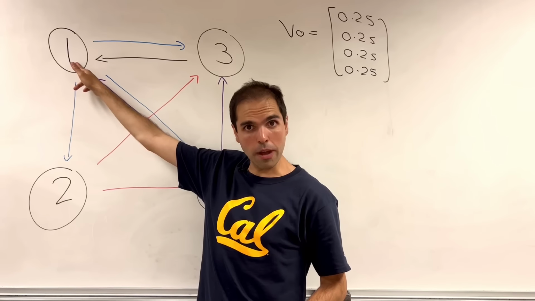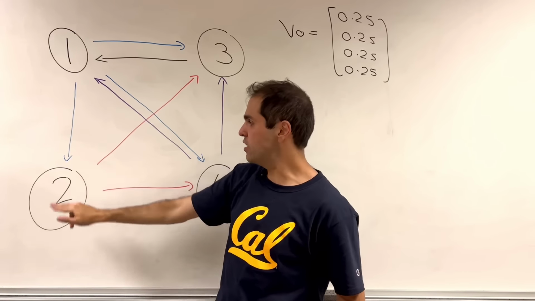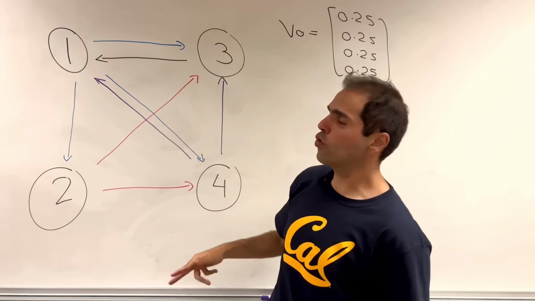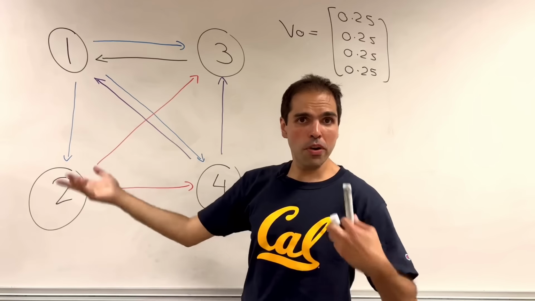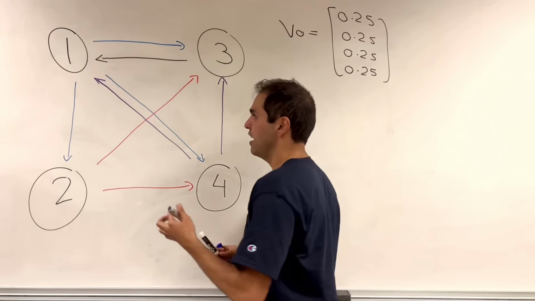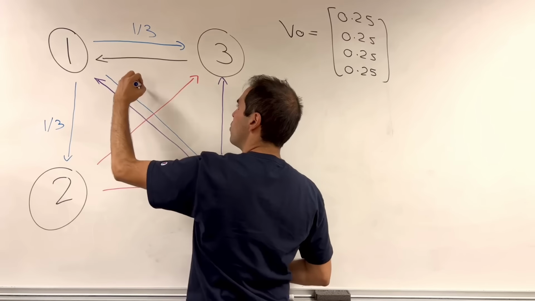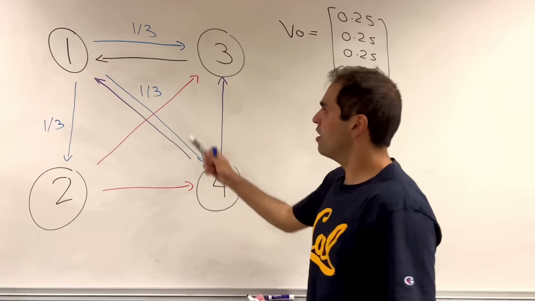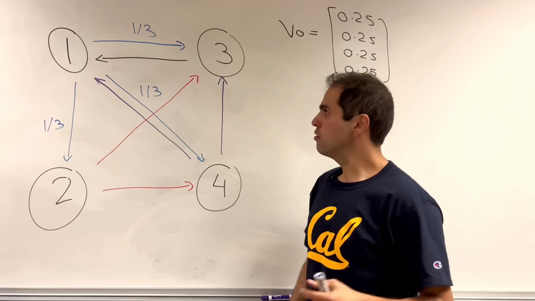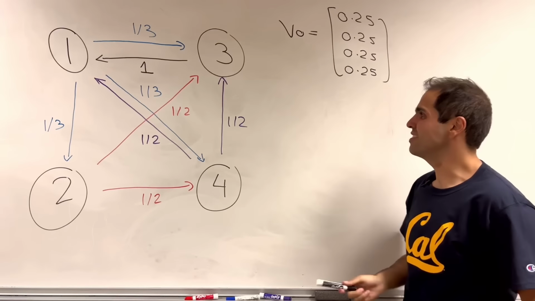In particular, think of it as follows. Suppose you start with website 1. What are the chances of going to website 2? Well, there are three possibilities: 2, 4, or 3. So from 1 to 2, there's a third chance of landing on website 2. So 1 third, 1 third, 1 third. And then we can just complete the other arrows as follows. It's a nice exercise to show that the other probabilities are as follows.